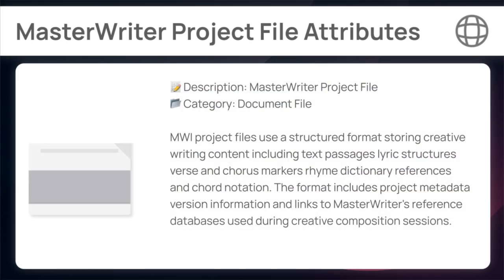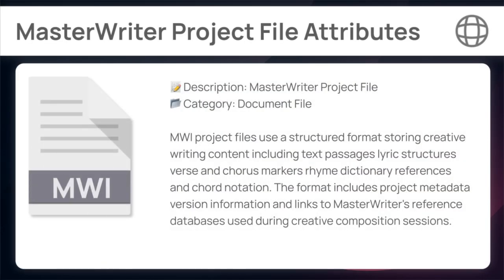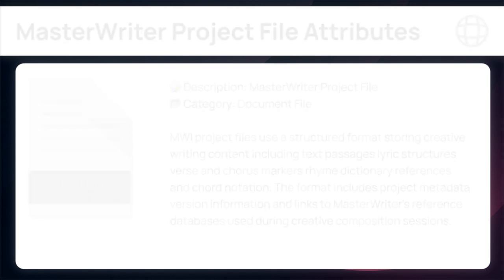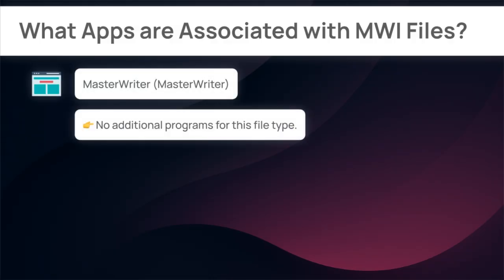MWI project files use a structured format storing creative writing content, including text passages, lyric structures, verse and chorus markers, rhyme dictionary references, and chord notation. The format includes project metadata, version information, and links to MasterWriter's reference databases used during creative composition sessions. MasterWriter is the standard set by MasterWriter for accessing the MWI format.